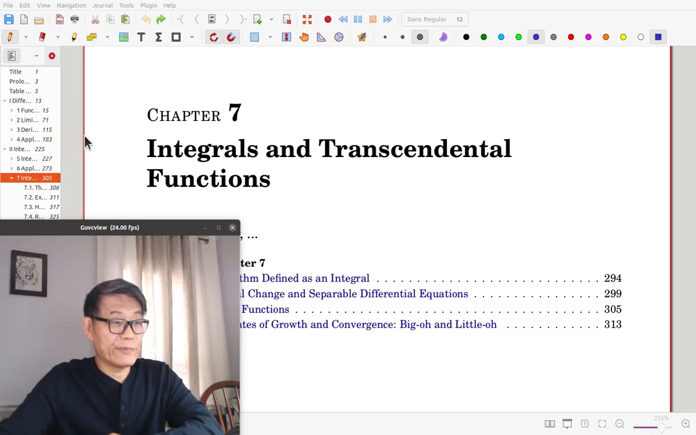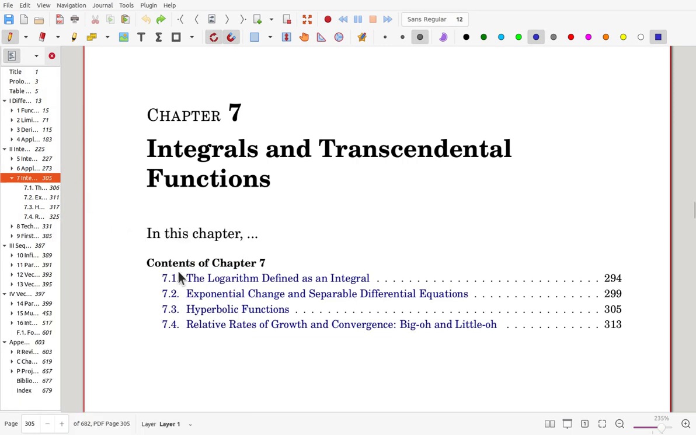Okay, now chapter 7, integrals and transcendental functions. This chapter will begin with redefining the logarithm function as an integral. Then we'll study exponential change and separable differential equations. After considering hyperbolic functions, we'll deal with relative rate of change in terms of big O and little o.